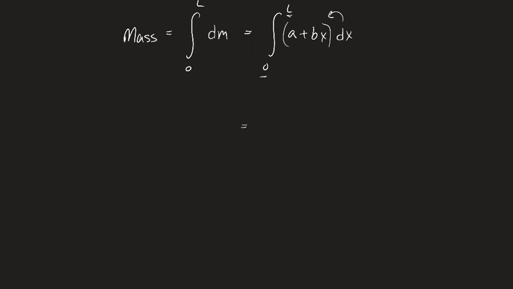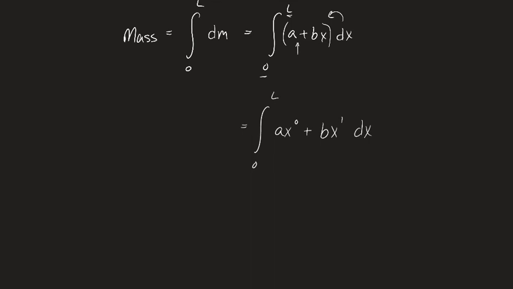I do want to remind you that if there is no x and we're integrating with respect to x, then you put a placeholder for x there. We did this way back in first semester, so I'm going to put x to the 0 power there. So this will be the integral from 0 to L of ax to the 0 power plus bx to the 1 power dx.